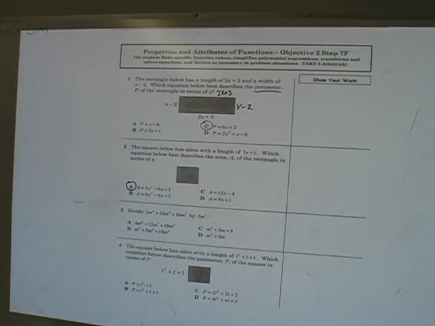If you forgot how to do that, go back and watch one of the other problems where I showed you how to find the area of a square or of a rectangle, where you have to multiply the two binomials together.